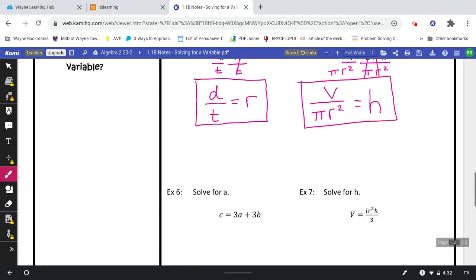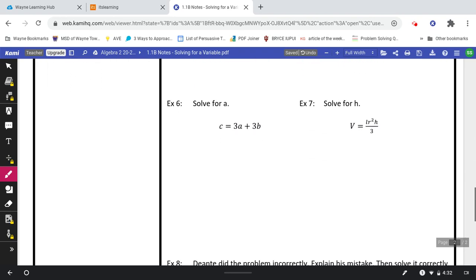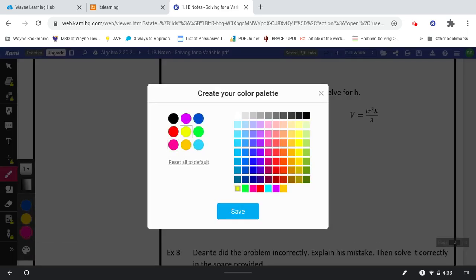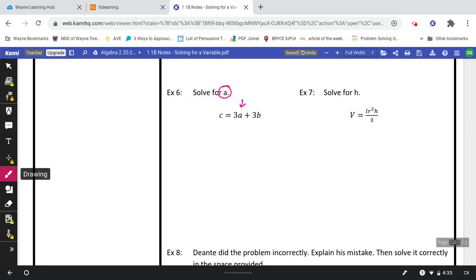All right, down here at the bottom, number 6 and 7. 6 asks us to solve for A. And I notice on this one that I have a plus sign as well. So I want to get the A by itself on this side of the equal sign. You can even, if you wanted to, draw a line down the center here. That way you know whatever you do to one side, you do to the other. I'm going to first start by subtracting 3b.